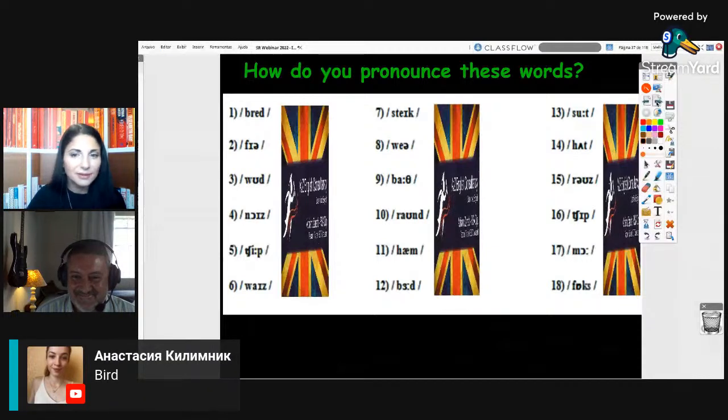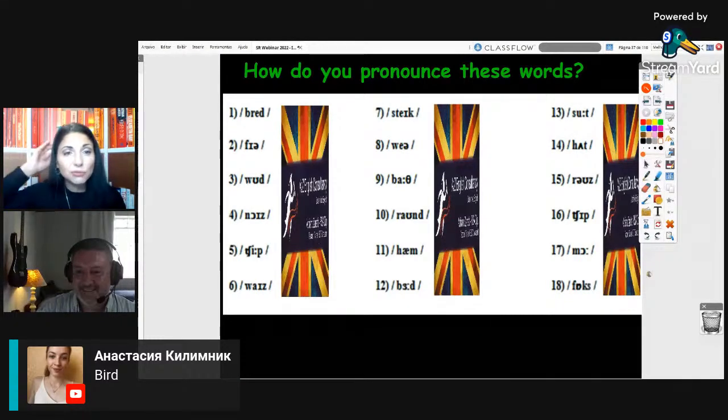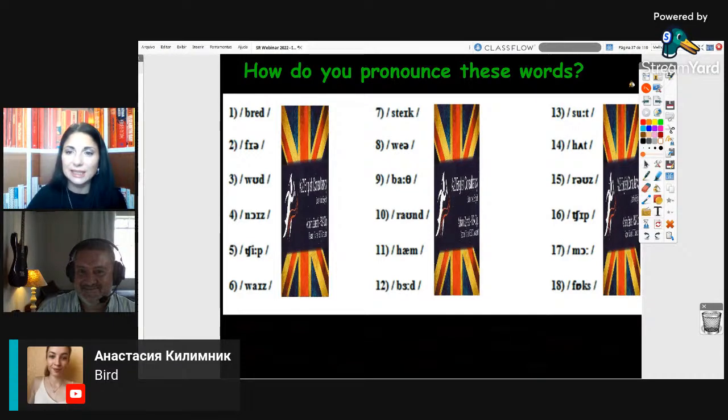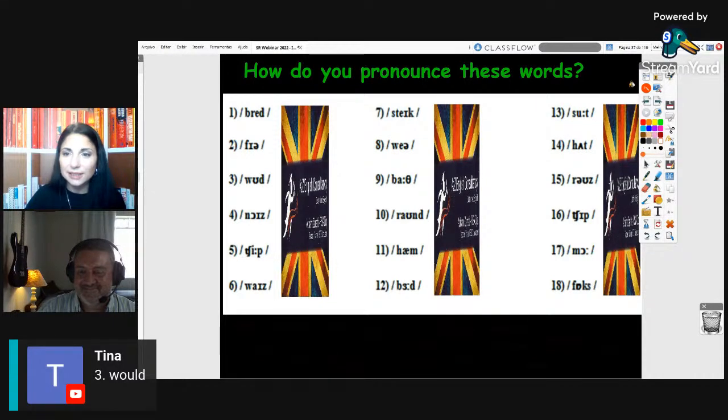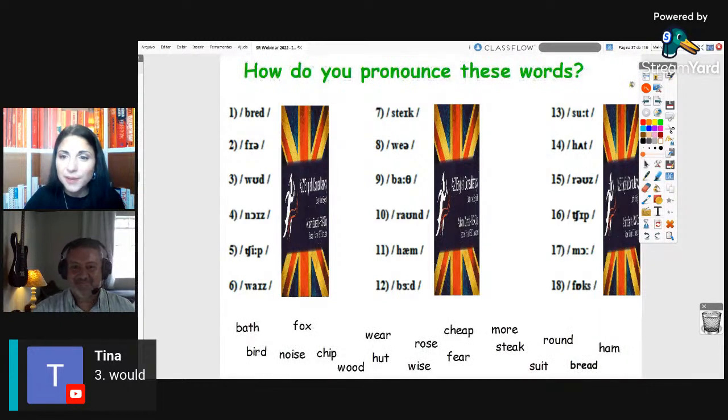Bird. Yeah. Miss Granada says she can't see anything. I'm not sure why. Maybe you should reload the page. Yeah, 11 ham, jam, round, 16 chip. Yeah, Tina. Yeah, those people who are watching on cell phones can't see everything properly. But if you'd like to, you can go back to the recording and watch it again, or just watch this particular part.